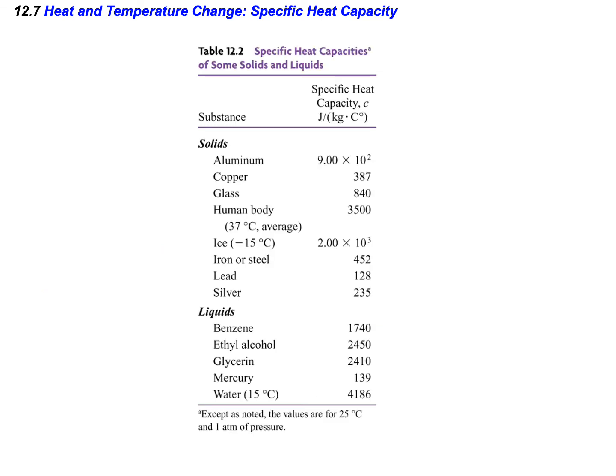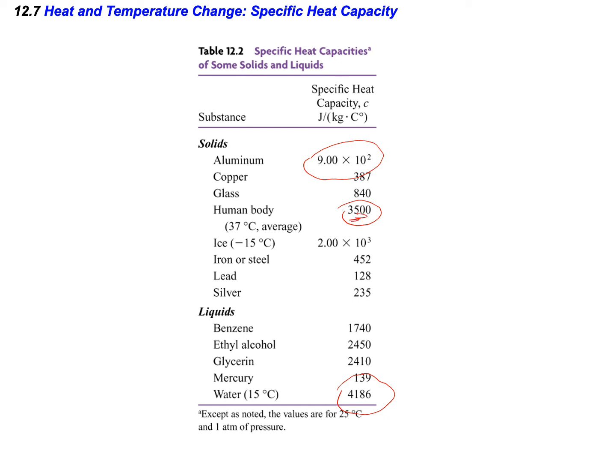So this table shows the specific heat capacity of some solids and liquids. For example, the specific heat capacity of water is 4000. The specific heat capacity of aluminum is about 900. The human body is about 3500. So it takes a long time.